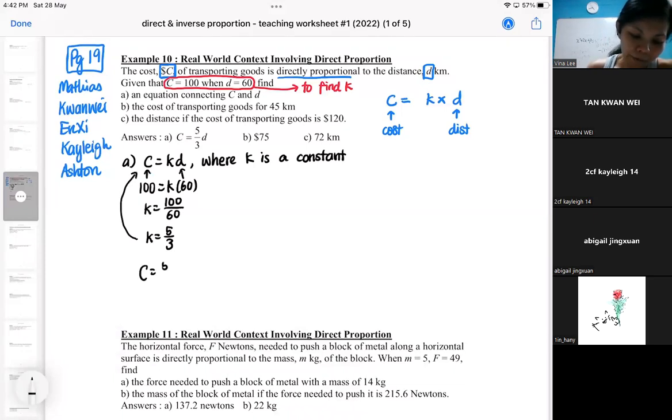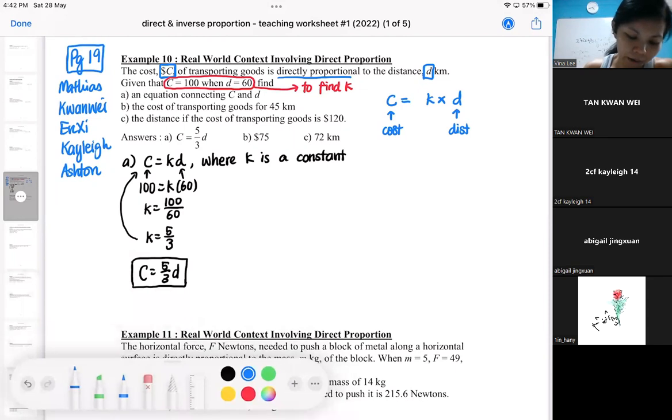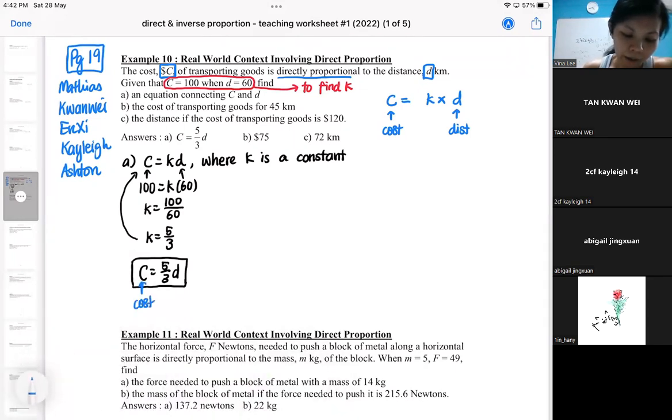A lot of you may forget to write it. If you write it, that will be the main equation that you are working with. So when you write it, don't forget, this is the cost. The amount of money is dependent on the distance. So this is a formula that connects the cost and the distance. We are going to be using this to answer the subsequent question.